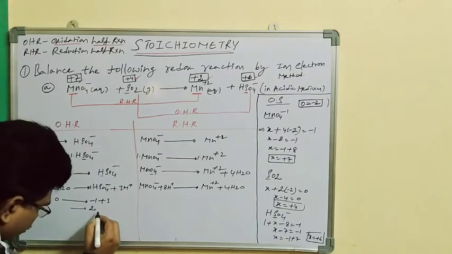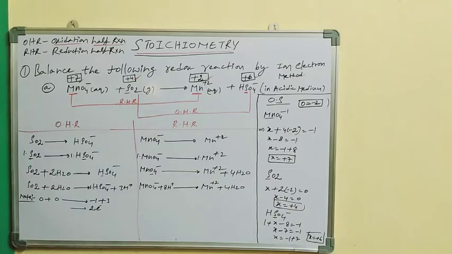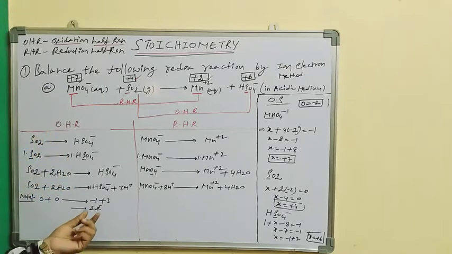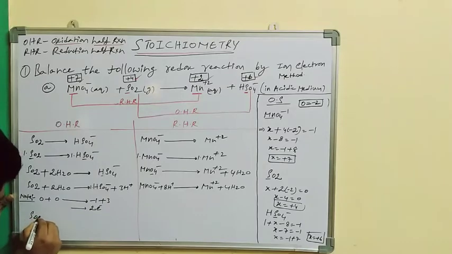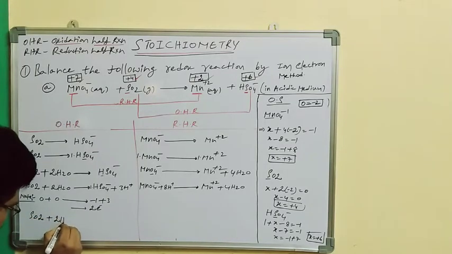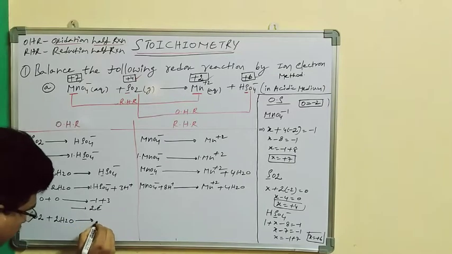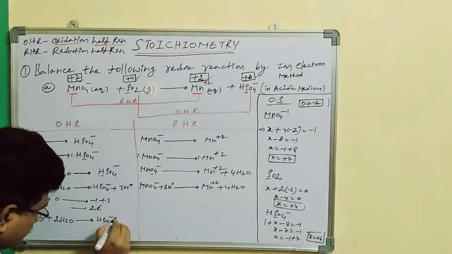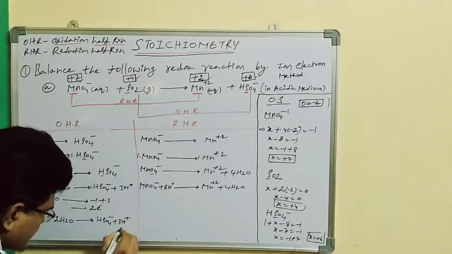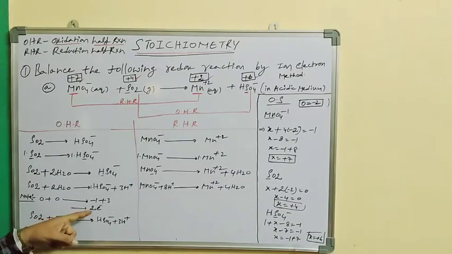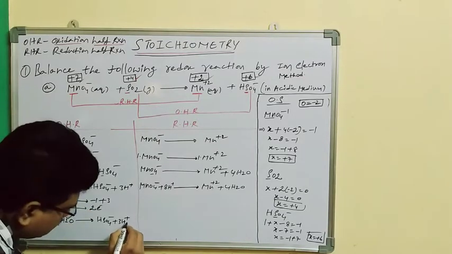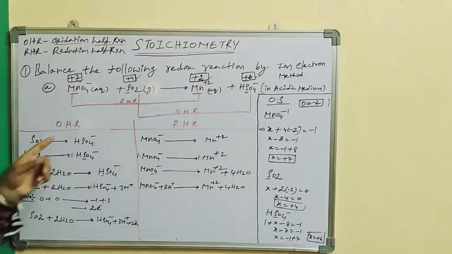So we have to add 2 electrons. In the oxidation half reaction we have to add 2 electrons on the product side. Oxidation means loss of electrons. So we are adding these 2 electrons on the product side. See here, SO2 plus 2H2O gives rise to HSO4 minus plus 3H plus. See how much charge we got, students? 2 electrons. Loss of electrons I am showing here in the oxidation half reaction.